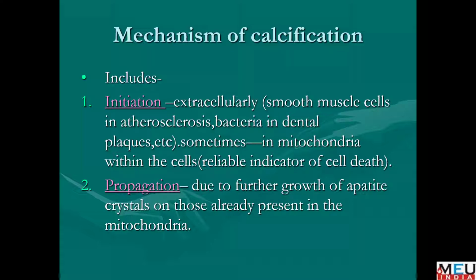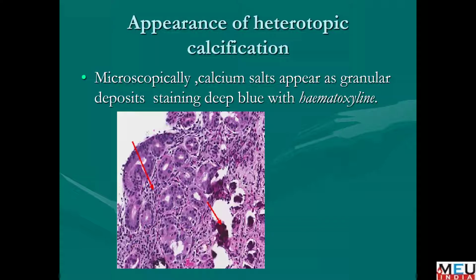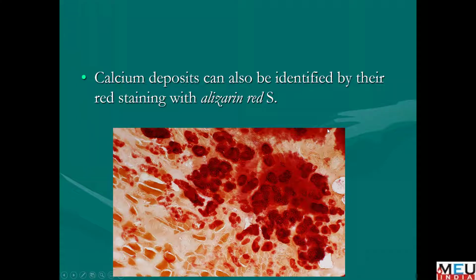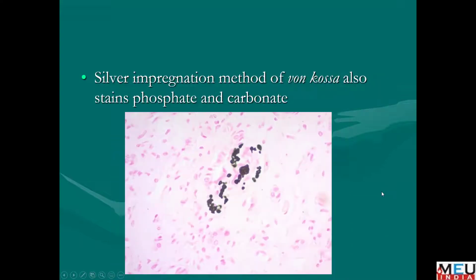the calcium ions come out and form a nucleus, and around this nucleus more and more calcium ions come from the death of cells, and they form layers around it which grow inside. The calcium salts appear as granular deposits staining deep blue with hematoxylin, as you can see in this slide. Also, they can be identified with the red staining with alizarin red S, as in this slide, or silver impregnation methods of Von Kossa, which are stains for phosphate and carbonate.